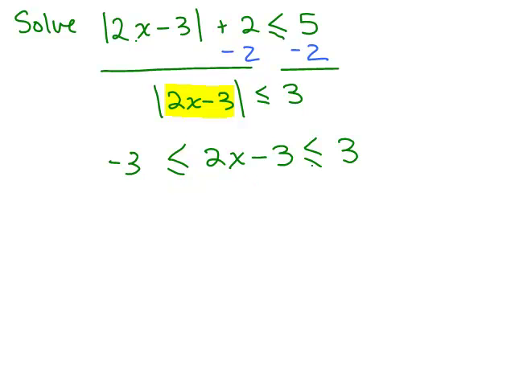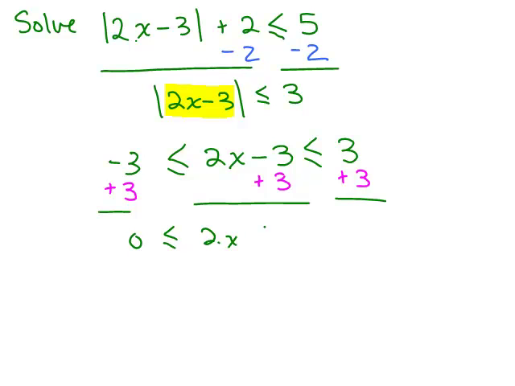Okay, so now we need to solve this. We can add 3 to both sides to begin. So I have 0 is less than or equal to 2x is less than or equal to 6. And lastly, we want to divide everything by 2 so we can solve for x. Remember, 0 over 2 is 0. So our answer is that x is in between 0 and 3.